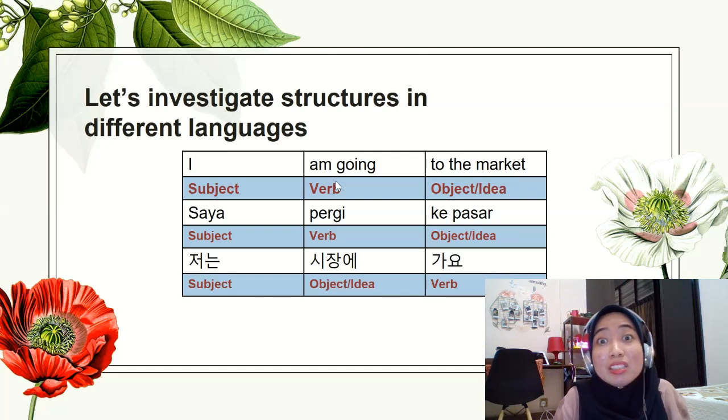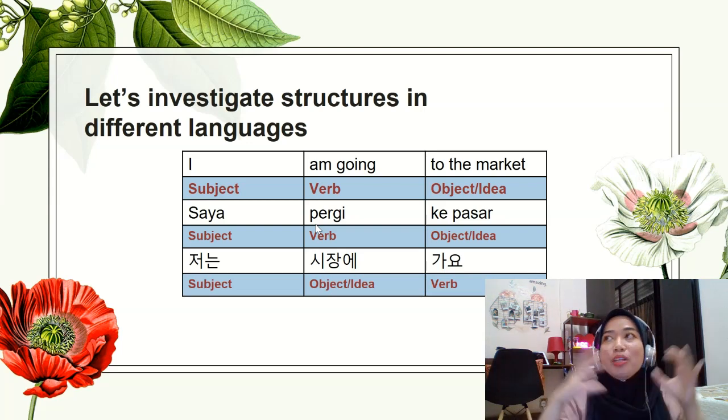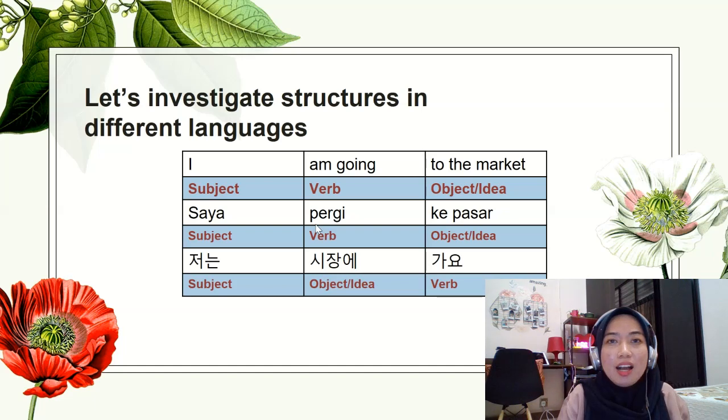Because the Malay language is very simple. Past tense, future tense, going, we only have the word pergi to indicate present tense, future tense, or even past tense. So basically, the Malay language is very simple, if you can say it. Now, because Malay and English are basically common languages, let's have a look at the Korean language now.